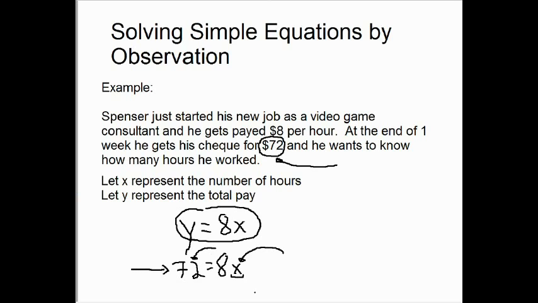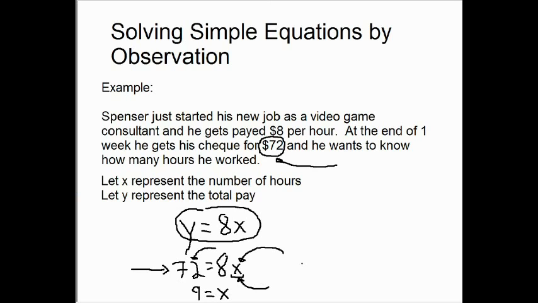And solving by observation means we just look at this simple example of an algebraic equation and we ask ourselves, what number times 8 would be 72? And hopefully we know we have to divide to figure out what that is, so we divide 72 by 8. And 72 divided by 8 is 9. So that means that the number of hours must be 9, or 9 is the number of hours.